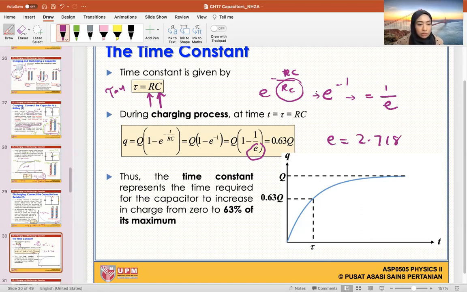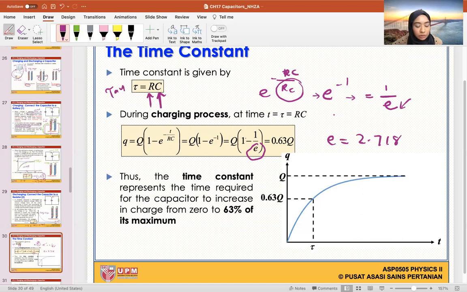So during the charging process, when time is equal to RC, this equation becomes E to the power of minus RC over RC, which means E to the power of minus 1. E to the power of minus 1 is 1 over E, and E is 2.718. 1 divided by 2.718, and then 1 minus that gives you 0.63 Q. Let's say RC is 3 seconds. So, hey capacitor, what is your charge at time RC?